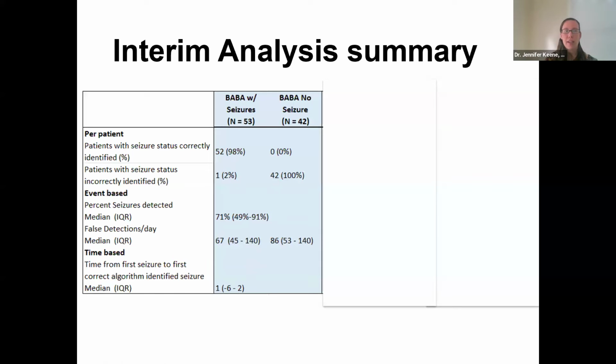In terms of event-based, it identified 71% of the expert-identified seizures. This is the interquartile range, 25th to 75th percentile. And in terms of false detections, the median was 67 false detections in the babies with seizures and 86 in those without seizures per 24-hour period. And the time to identify a first seizure in those that did have seizures was pretty quick, 1 minute.